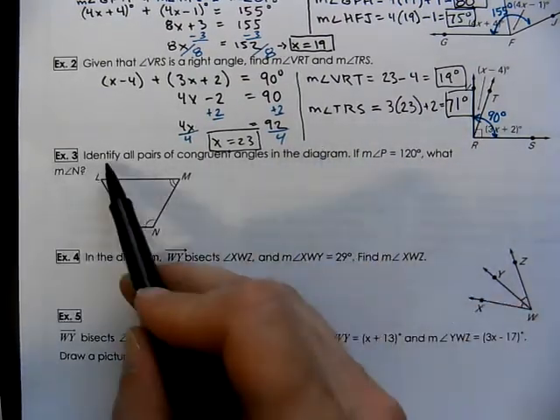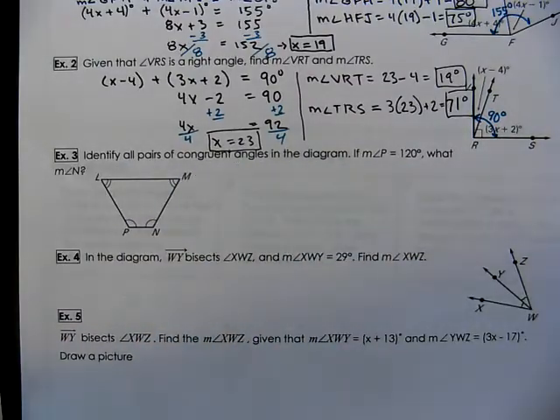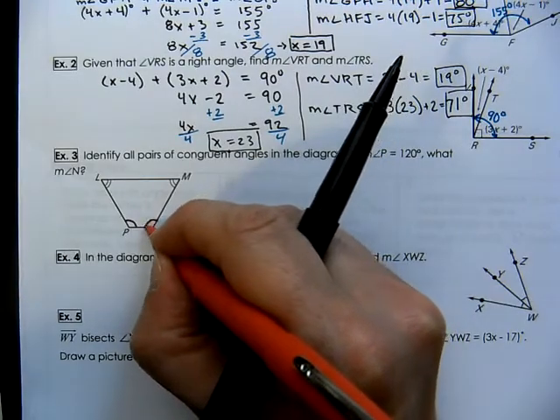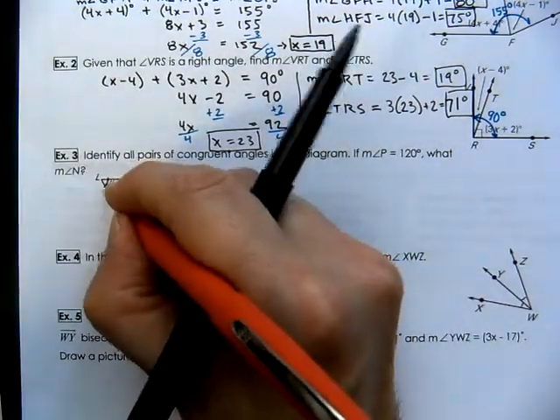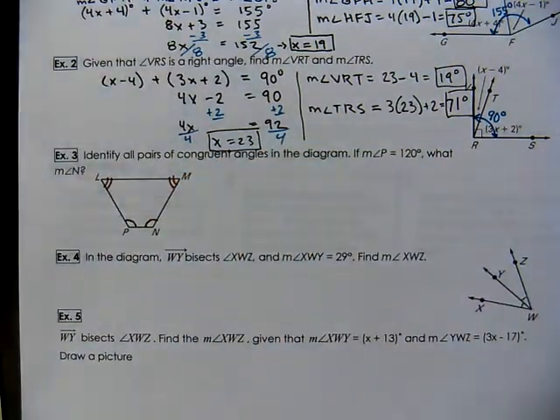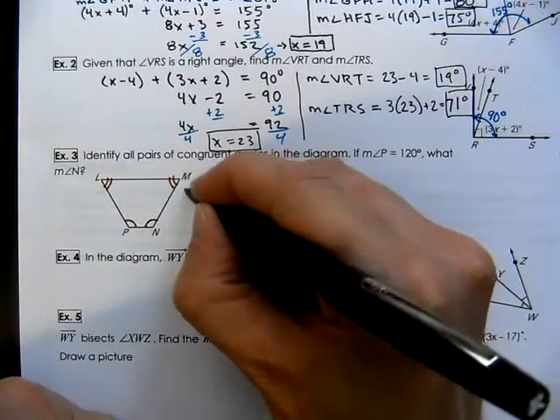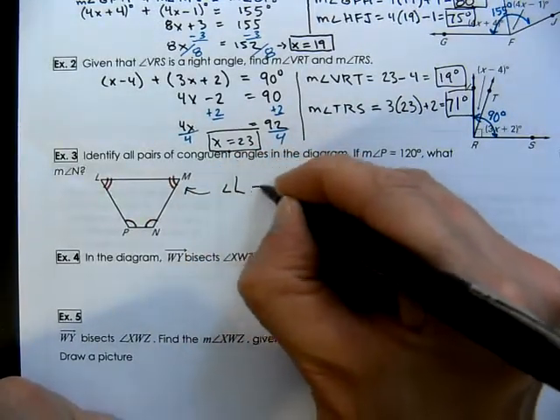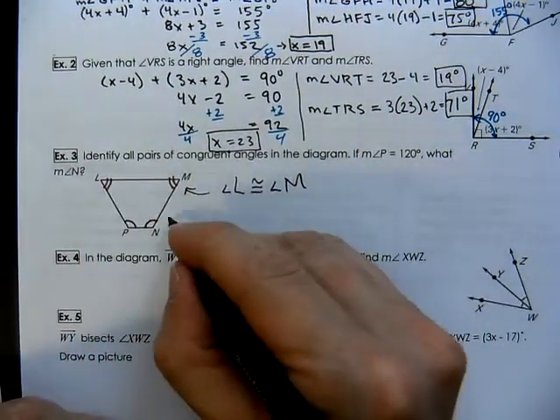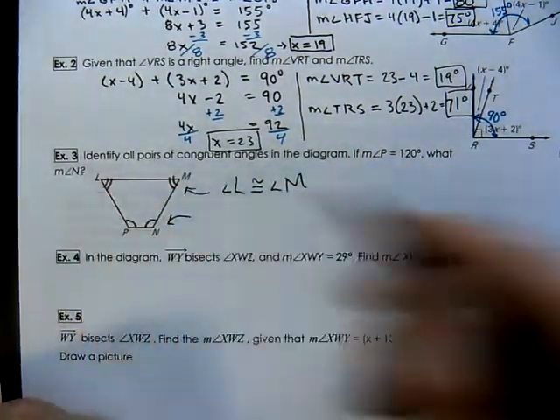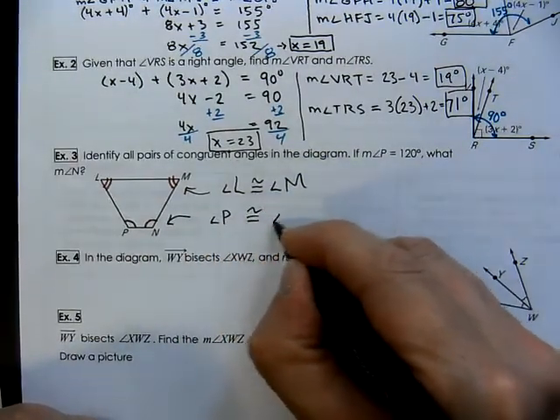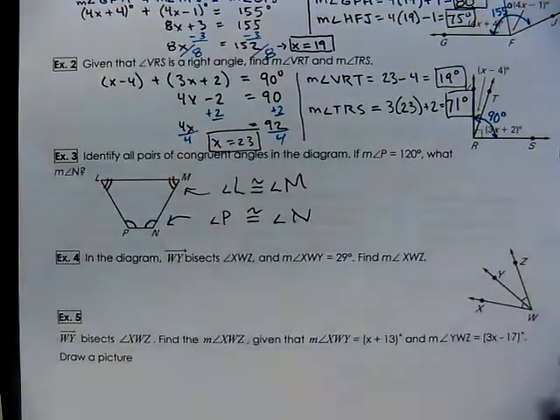Alright, let's find the first part, all the pairs of congruent angles. You'll notice that angle P has a single arc, angle N has a single arc, L has a double arc, M has a double arc. So we would pair up the singles with the singles and the doubles with the doubles. So up here at the top, you see that angle L will be congruent with angle M as they have the exact same symbol, the double arc. Here at the bottom of this, what looks like a trapezoid, angle P is congruent with angle N because they have the exact same symbol.